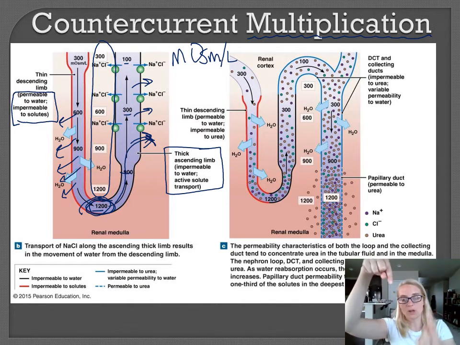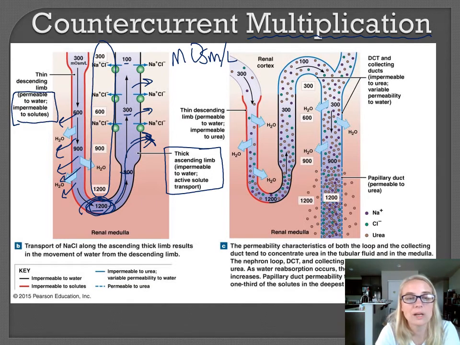Countercurrent because they're going in opposite directions. The descending limb goes down, the ascending limb goes up, and they're right next to each other. Multiplication is because the action of one of the limbs drives the action of the other, which helps to support driving of the first one. So it's kind of this positive feedback almost mechanism, but not technically. So that is the understanding of countercurrent multiplication.